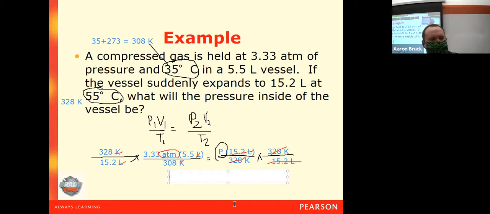Now we just need to do the math. 328 multiplied by 3.33 multiplied by 5.5 divided by 15.2 divided by 308. I get, to 2 decimal places, 1.28 atmospheres as my pressure.